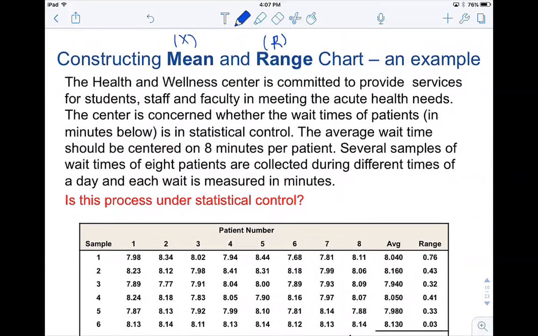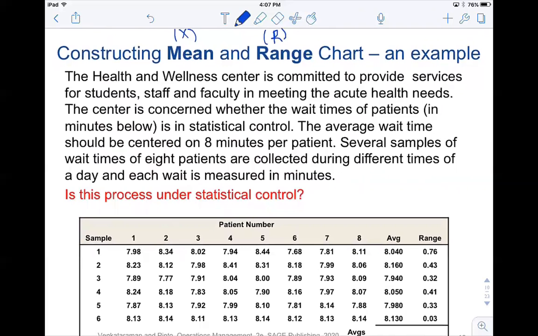In this video, what I'm going to do is show you how to draw mean chart and R chart and how to conclude whether your process is under statistical process control over this service facility, which is a health center. What we are given here is a short problem description, and we do have the data set that we are going to be working on. So let's take a close look at what this problem tells us.